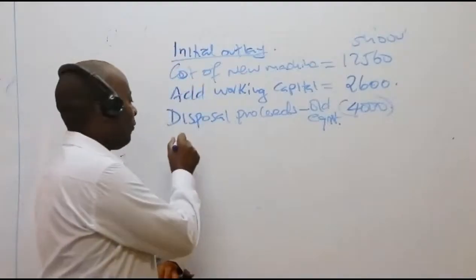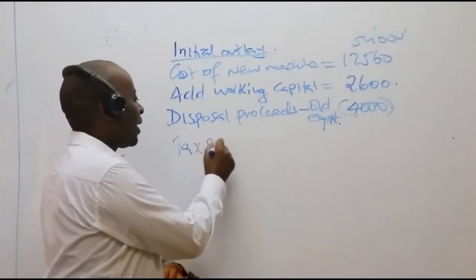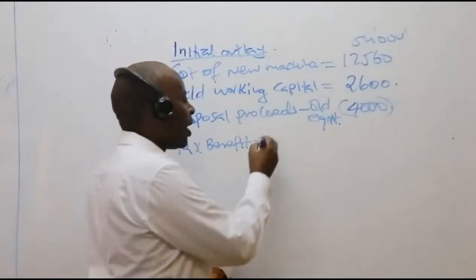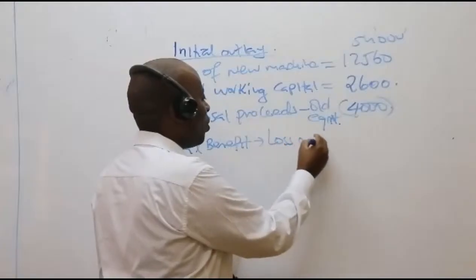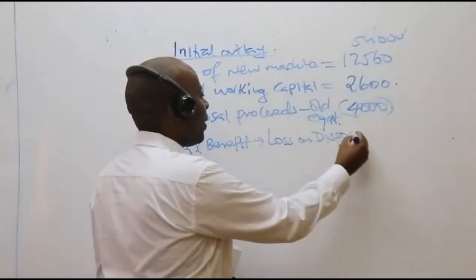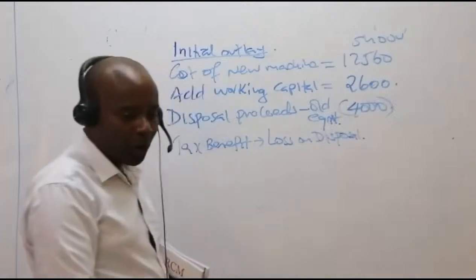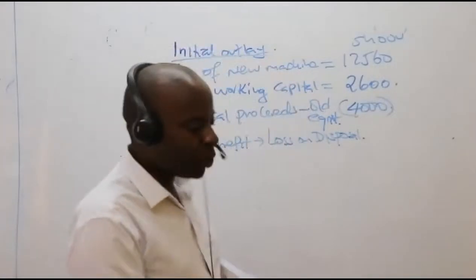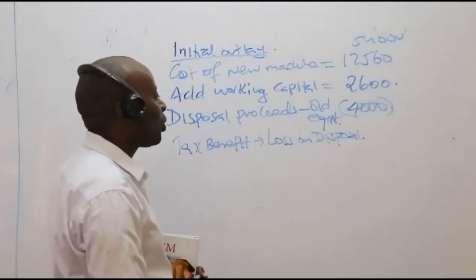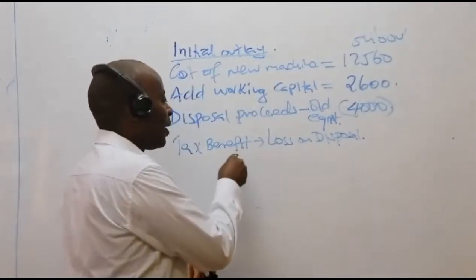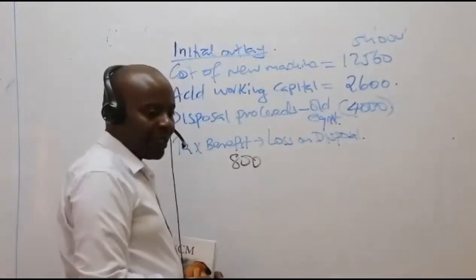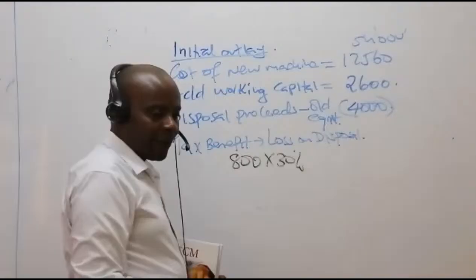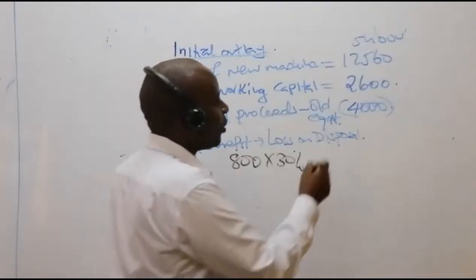The tax benefit arising out of what? Arising out of our loss on disposal. Remember, you were the ones who told me that our loss on disposal is 800. So 800 times what? Times 30%. So 800 times 30% gives us what?